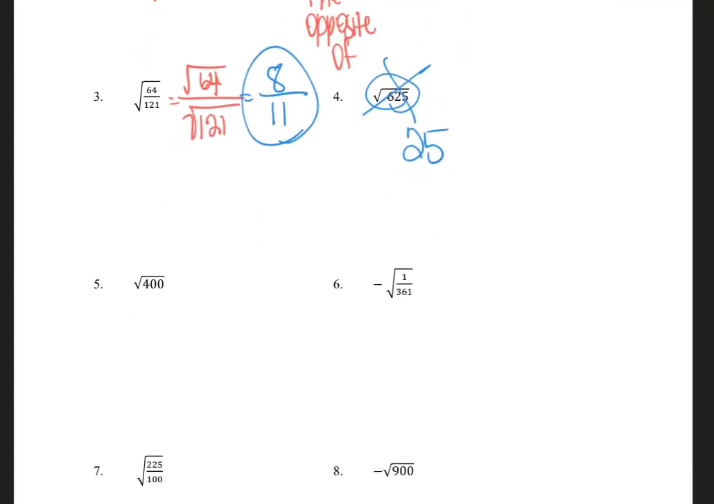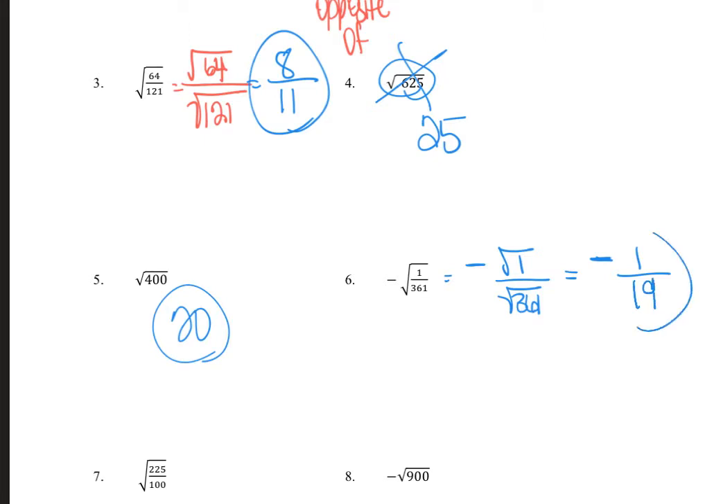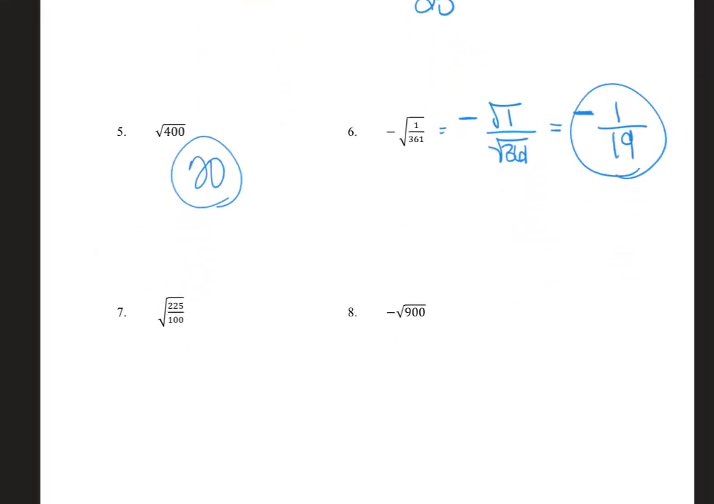So 400, we're looking at our multiplication chart. That's going to be 20. Here we want to do the opposite of the square root of 1 and the square root of 361. It's just going to have a negative out in front because basically we want the opposite of some positive number, right? So it's going to be 1 on top because the square root of 1 is just 1. And 361, if you look, 19. So this is the opposite of 1/19, which is negative 1/19.